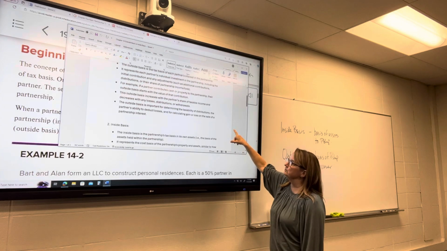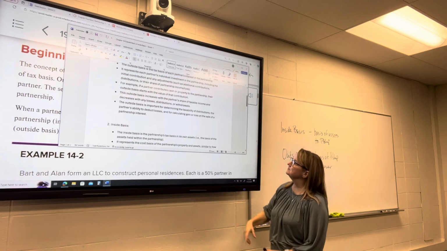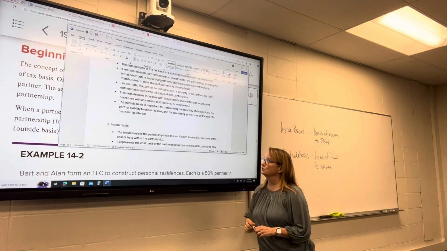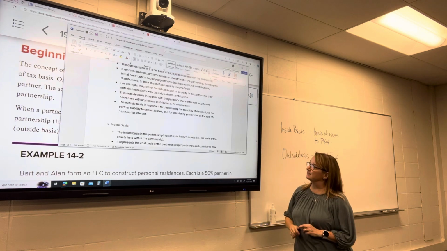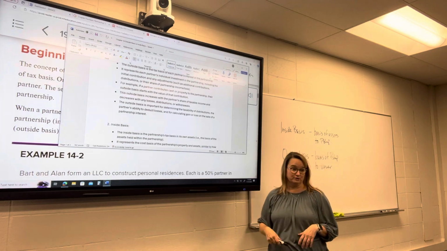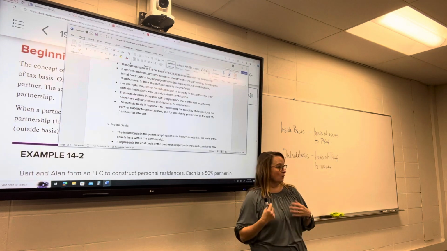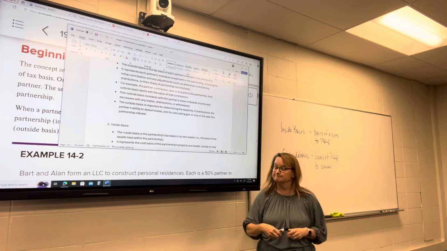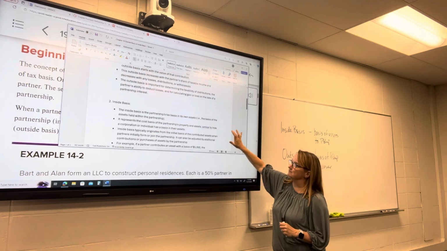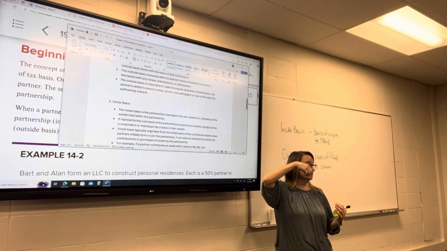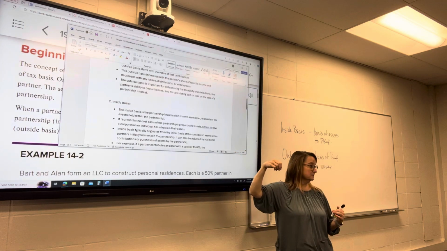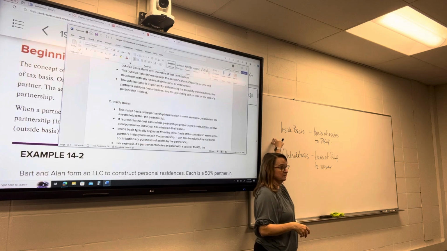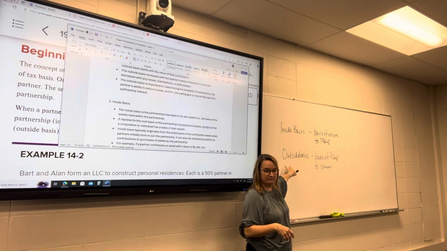Outside basis is important for determining the taxability of any distributions, the partner's ability to deduct losses, and for calculating gain or loss on the sale of a partnership interest. Again, for individual events that affect the partner, that outside basis is going to be important. And it's up to the partner really to keep track of that outside basis. The partnership will keep track of the inside basis, but the partner needs to keep track of the outside basis.